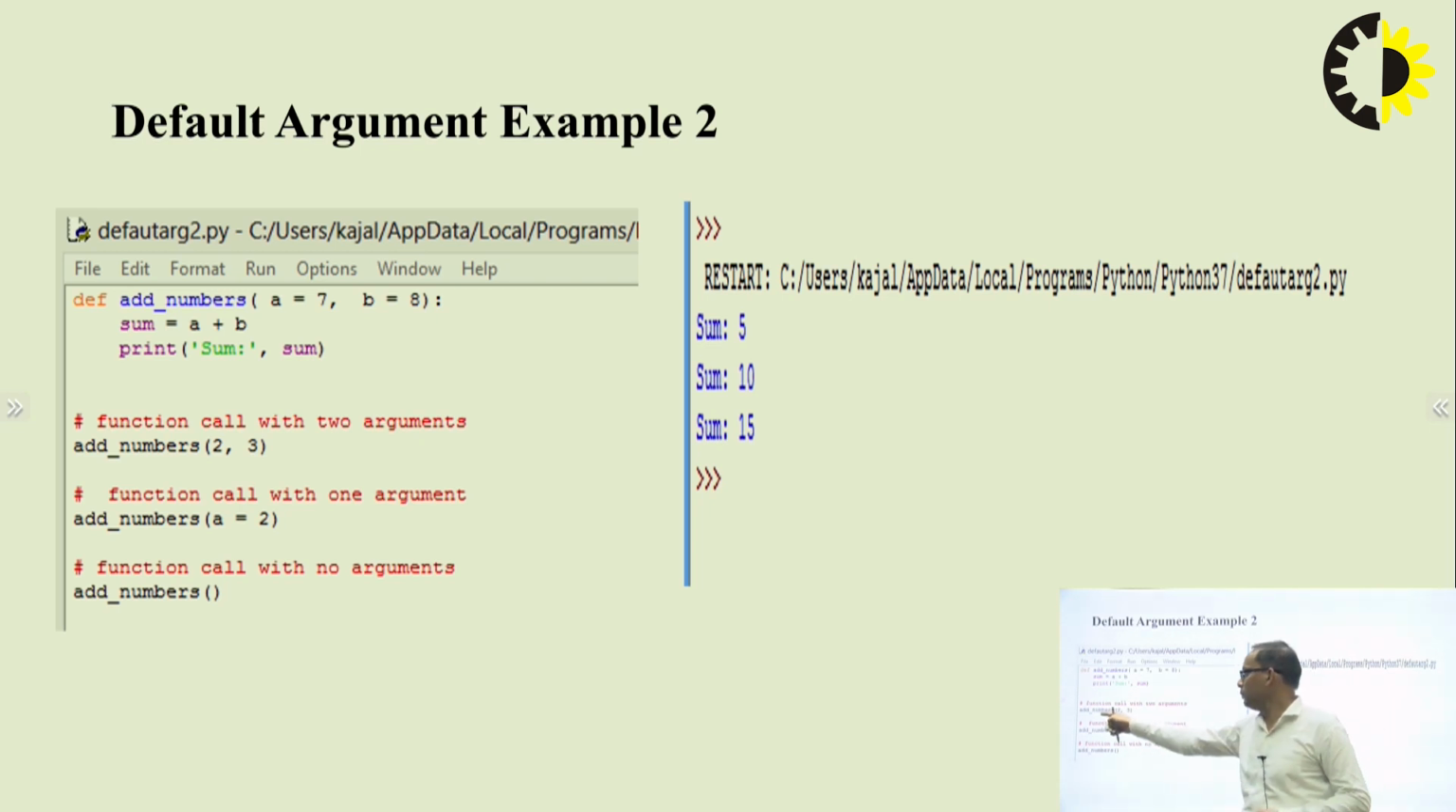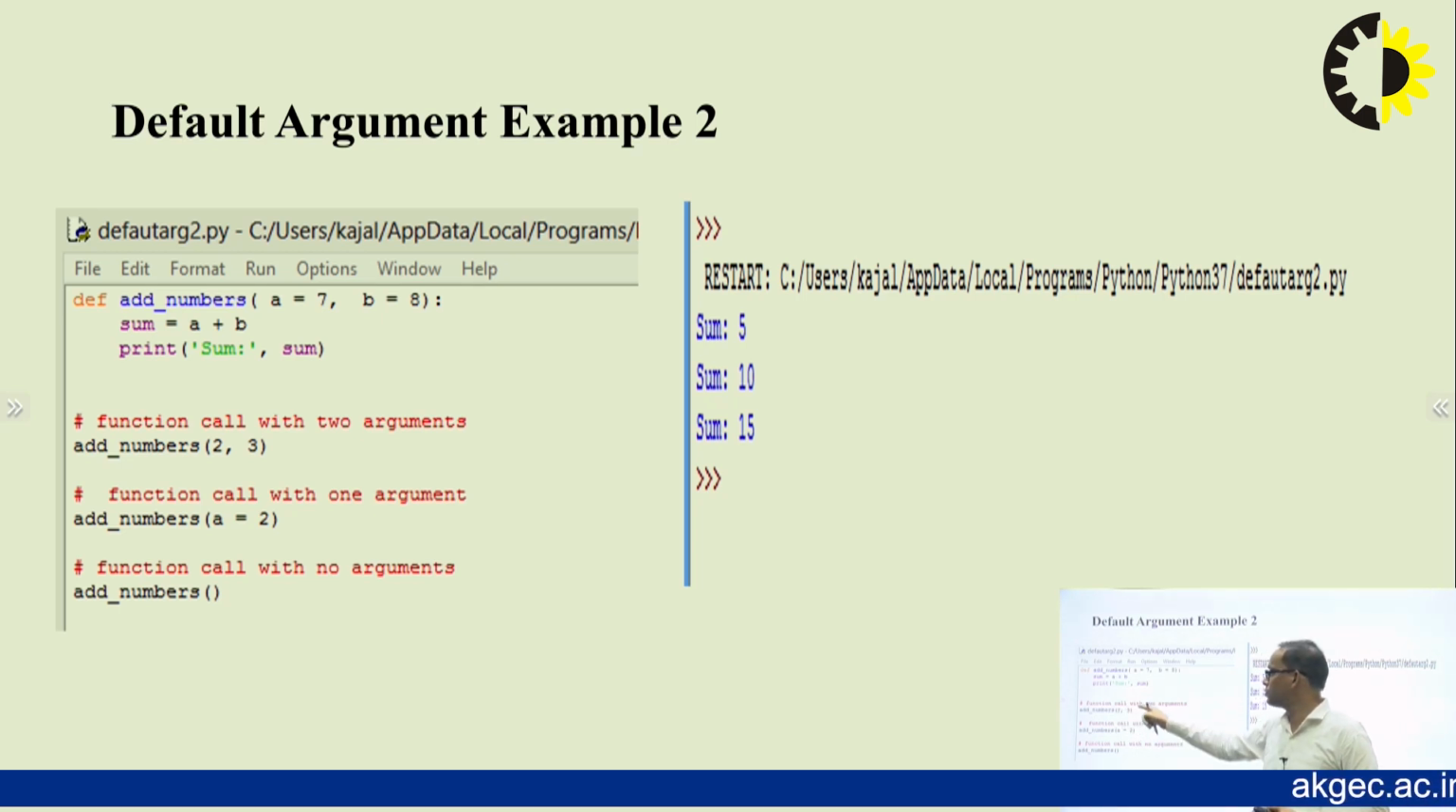So when we call this function, here I am calling add numbers 2, 3. It means here the value of a is 2 and the value of b is 3. So at this statement, when the function is called, the sum will be printed as 2 plus 3, which means 5. It will not consider 7 and 8. The values 7 and 8 for a and b will be considered only in the default case, when we do not pass them, because here I am passing both parameters a and b. So the value of a will be 2, the value of b will be 3. So the sum will be 5.